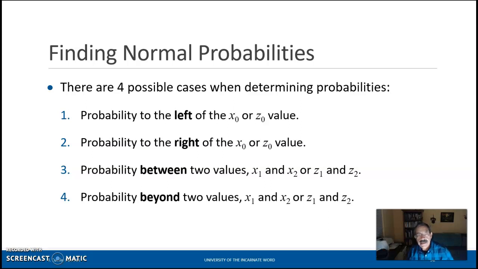All right, in the next segment we will talk about how to find the probabilities for each of these cases.